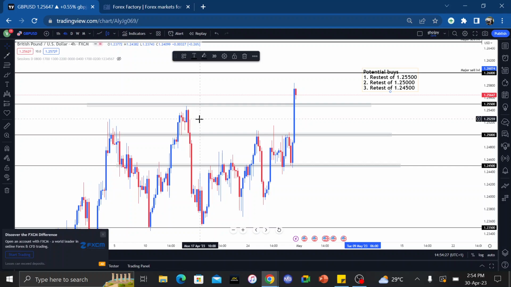Yeah, that's it, guys. This is all I can say right now on GBPUSD, and this is all I can see. So I'll just set some alerts at these key areas and wait for price to get there. Then I'll buy. Trading is a patient game.